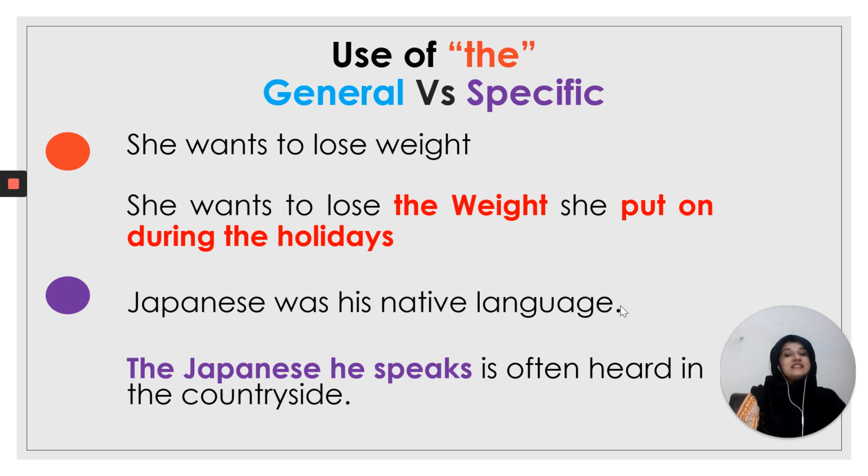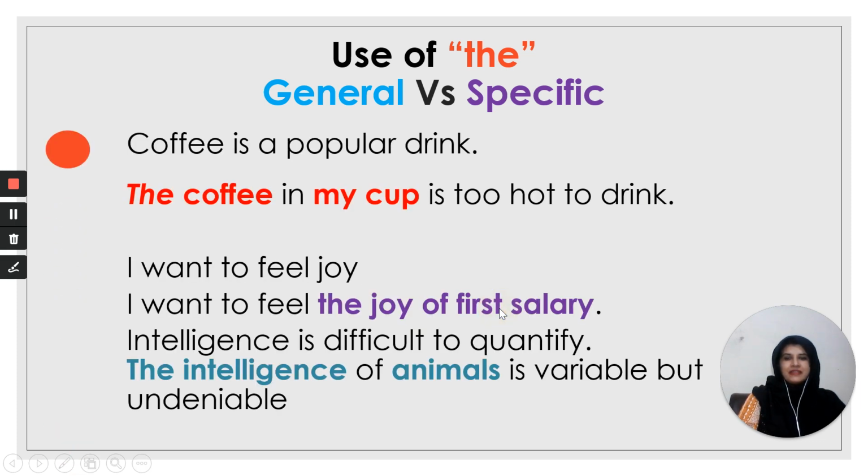"Japanese was his native language." A general statement is being made. But when we get specific, "The Japanese he speaks is often heard in the countryside." Now we are specific about the Japanese which he speaks and which is often heard in one specific area, in some countryside, right? Okay, let's move on.